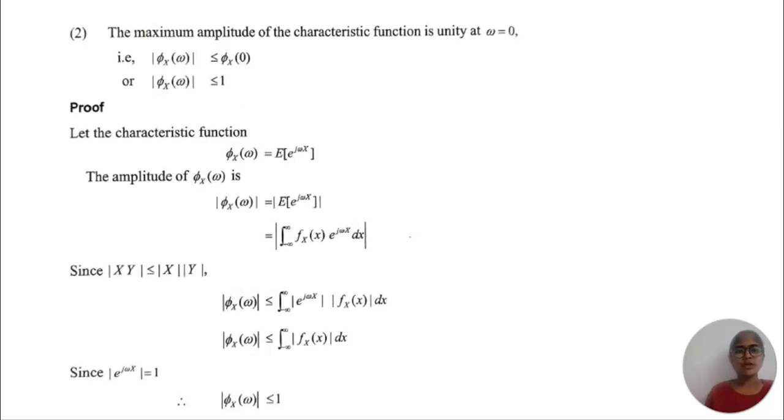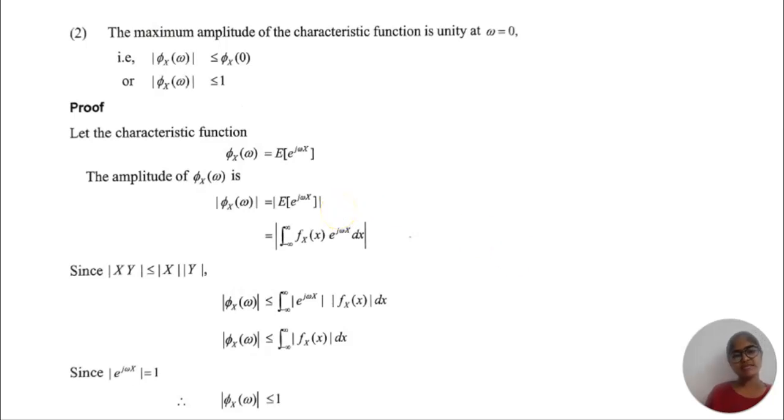The maximum amplitude of the characteristic function is unity at omega equal to 0. That is, modulus of phi x of omega is less than or equal to phi x of 0, or modulus of phi x of omega is less than or equal to 1. Let us see the proof.